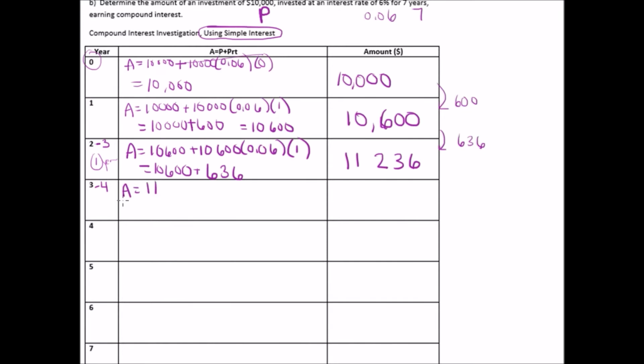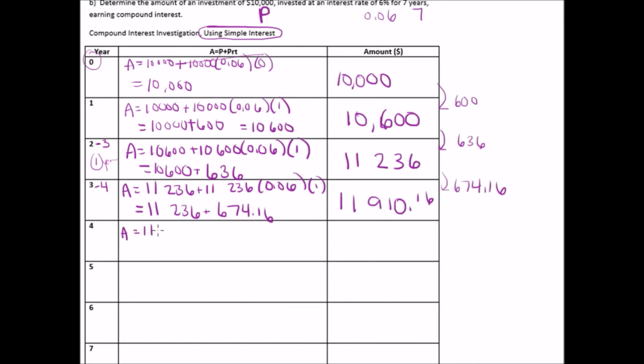So now we're starting year 3 at not $10,000, but $11,236. Okay, and now we're making interest on $11,236. So this is called compounding, and what compounding means is that every single year we're getting paid out the interest, and we're going to get paid interest on that interest. So 11,236, and now we're making 674.16. Okay, and this is going to be 11,910.16.